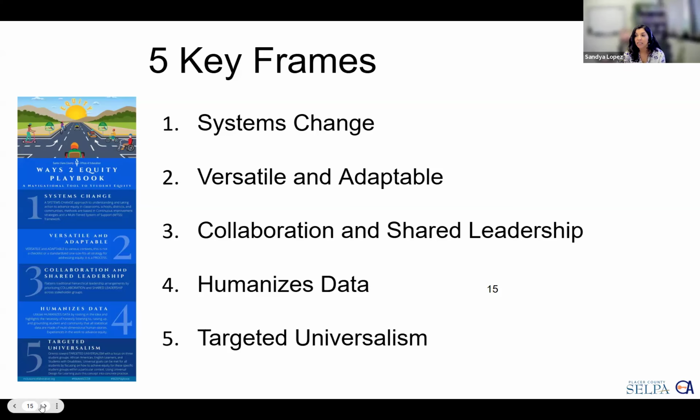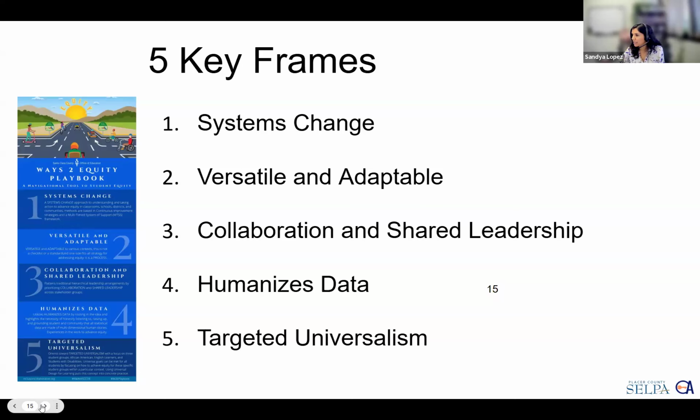It prioritizes collaboration and shared leadership across stakeholder groups by flattening traditional hierarchical leadership arrangements, and it humanizes data by rooting in the practice of honestly listening to, raising up, and grounding student and community experiences in the work to advance equity. It really promotes the idea that all statistical data are made of multidimensional human stories. And then, like I mentioned before, it centers targeted universalism with the focus on those 3 student groups that I mentioned. Universal goals can be met for all students by focusing on how to achieve equity for these specific groups within a particular context.